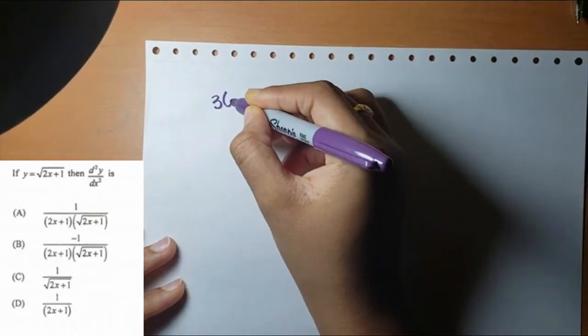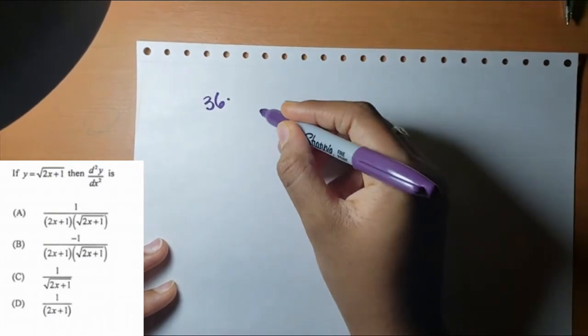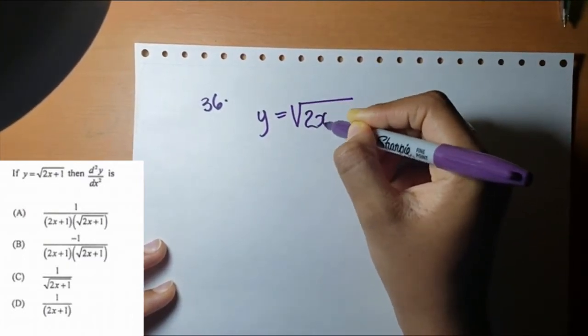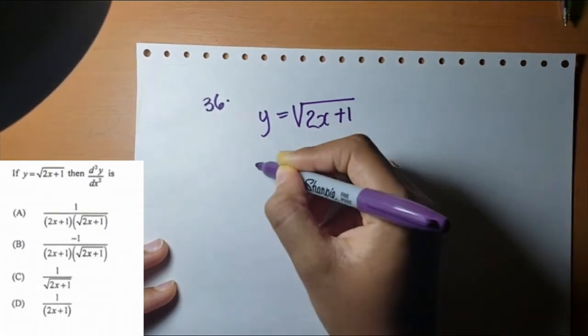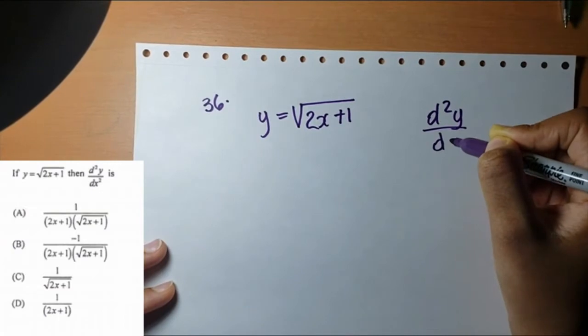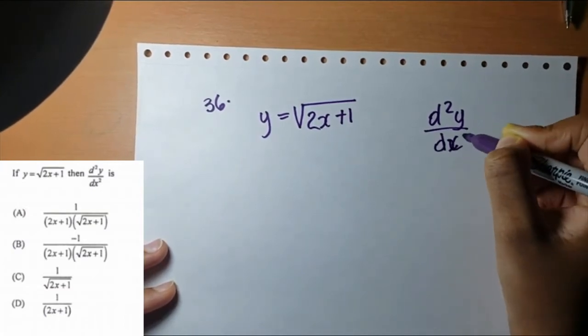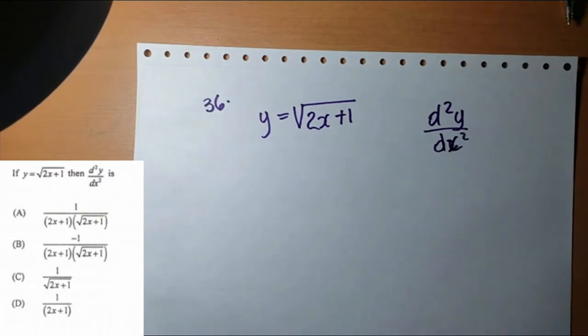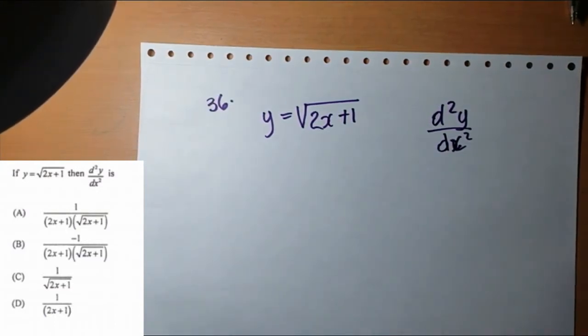Understand? So number 36, we're given y is equal to, and we're asked to find the second derivative. So basically, they ask if we differentiate the function 2 times. They ask if we differentiate this, and then differentiate it again. Okay. So first thing we need to do is differentiate it the first time.